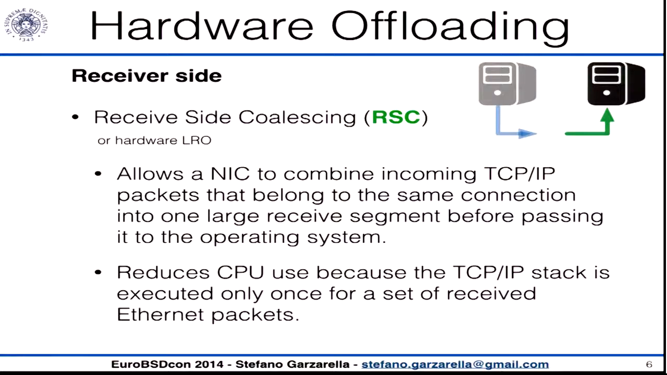The TSO helps the sender. Instead, the RSC, receive side coalescing or hardware LRO, helps the receiver. The RSC allows the NIC to combine in hardware incoming TCP/IP packets from the same connection into one large receive segment before passing it on to the operating system. It reduces CPU use because the TCP/IP stack is executed only once for a set of received Ethernet frames. Basically, the RSC is the dual of the TSO.